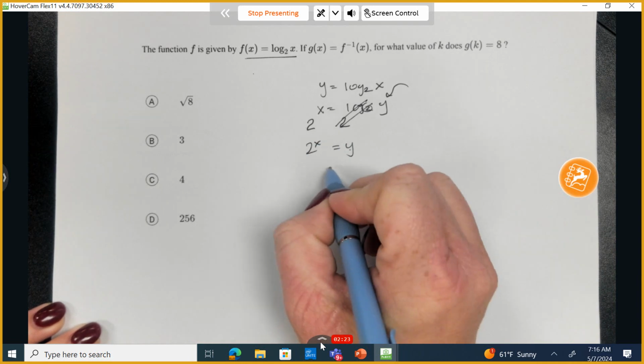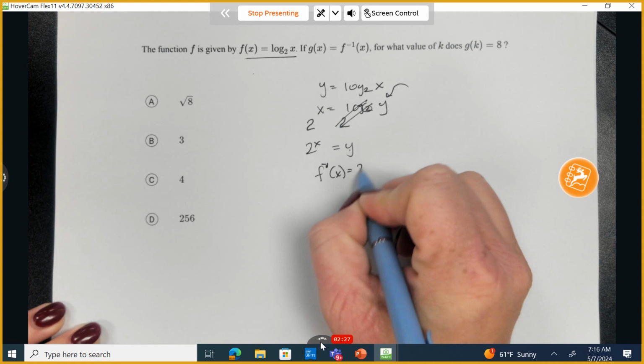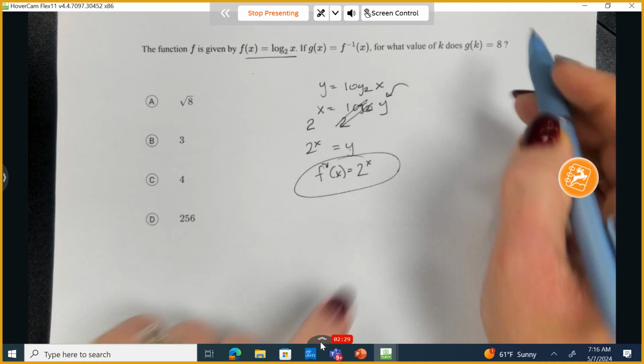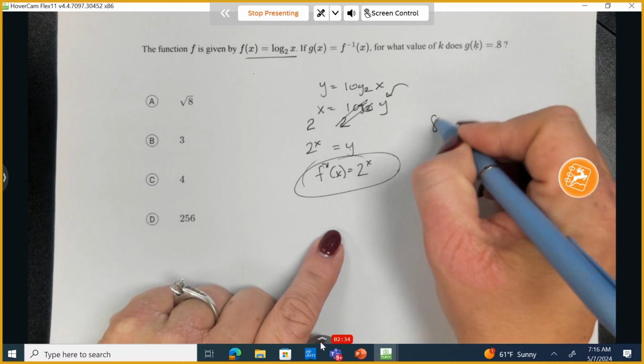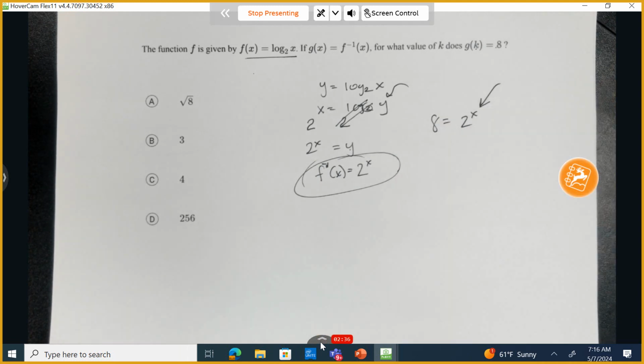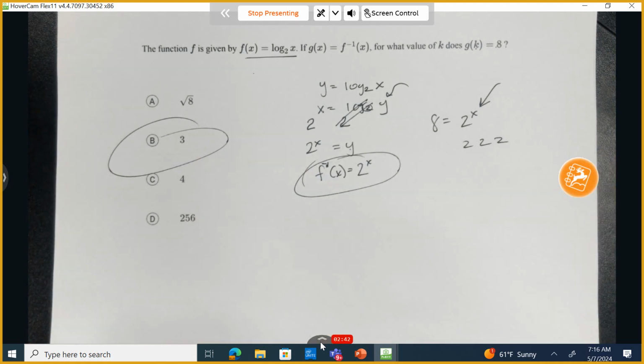Now y, remember, is really like f of x, and this is the inverse. This is the inverse of x. So this is the function that's inverse, and this says if g of x is the inverse, so this is g of x, and it equals 8. So my question is, what does x equal to make this a true statement? The answer is 3. 2 times 2 times 2, 3 times.